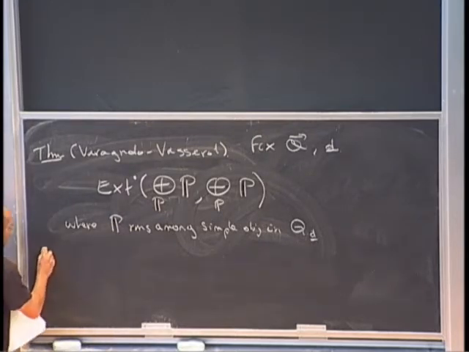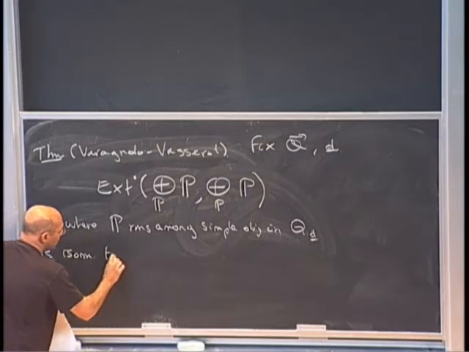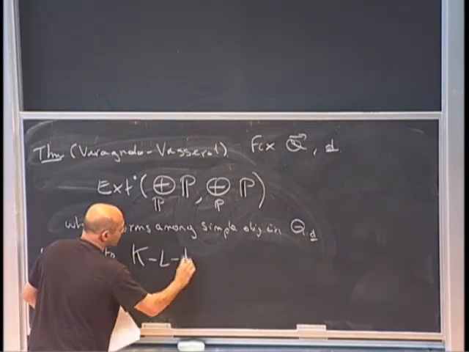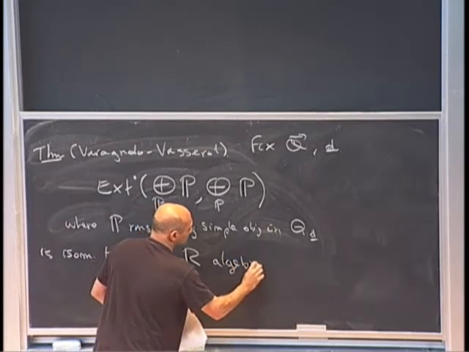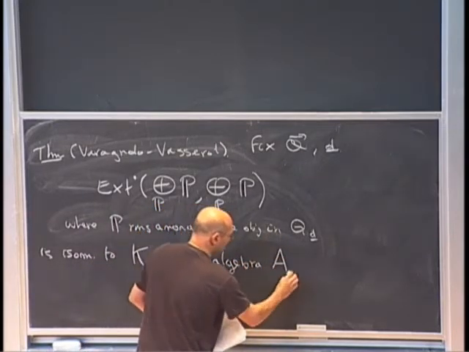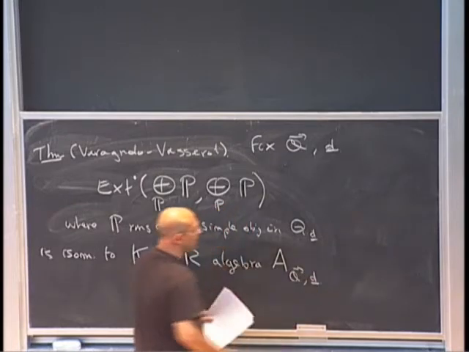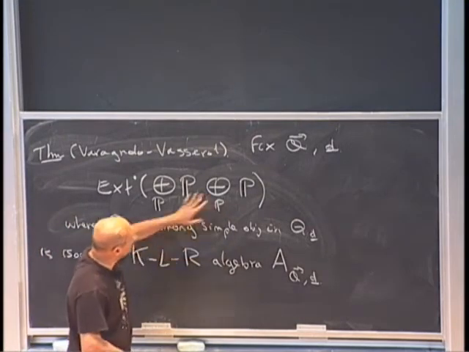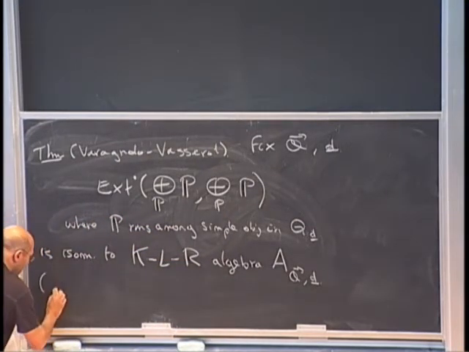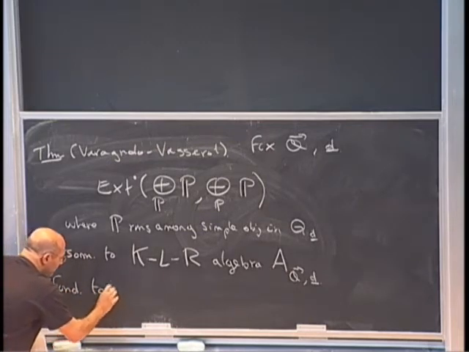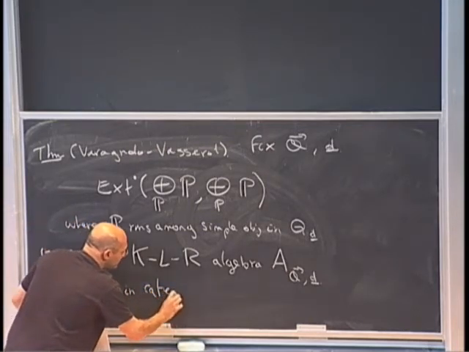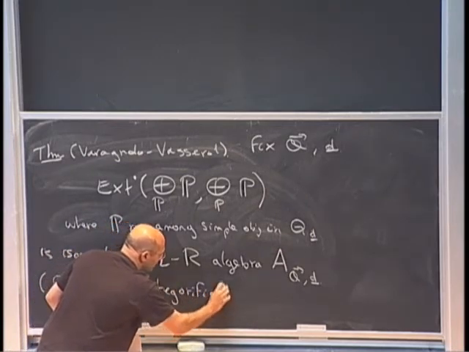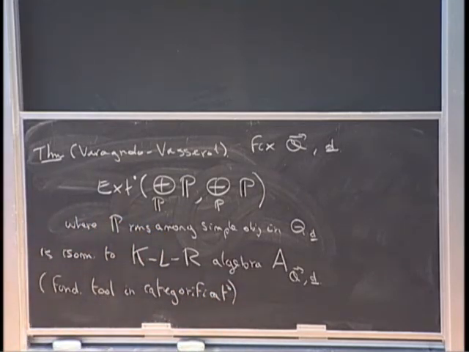Then this is isomorphic to the so-called Khovanov-Lauda-Rouquier algebra. I don't remember the notation, A_{Q,D}. And so there's an explicit presentation. The point is that there is an explicit presentation for this Ext algebra. And this is a really important fundamental tool in the theory of categorification. So it seems like an interesting problem to compute this Ext algebra in the case of curves as well.